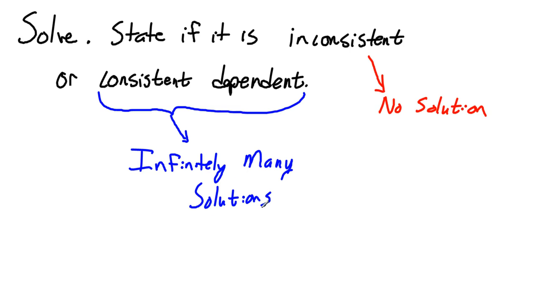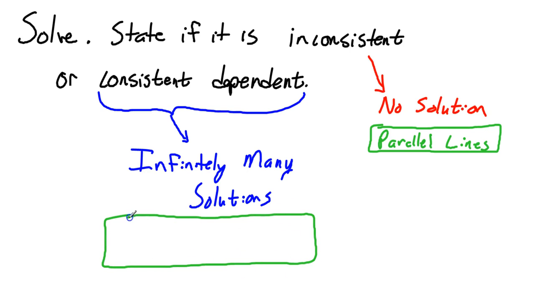Now, if we tie that back in with what we were doing in 4.1, if it's no solution, this means that you have parallel lines. If it's infinitely many solutions, that means it's the same line, just rewritten two different ways.